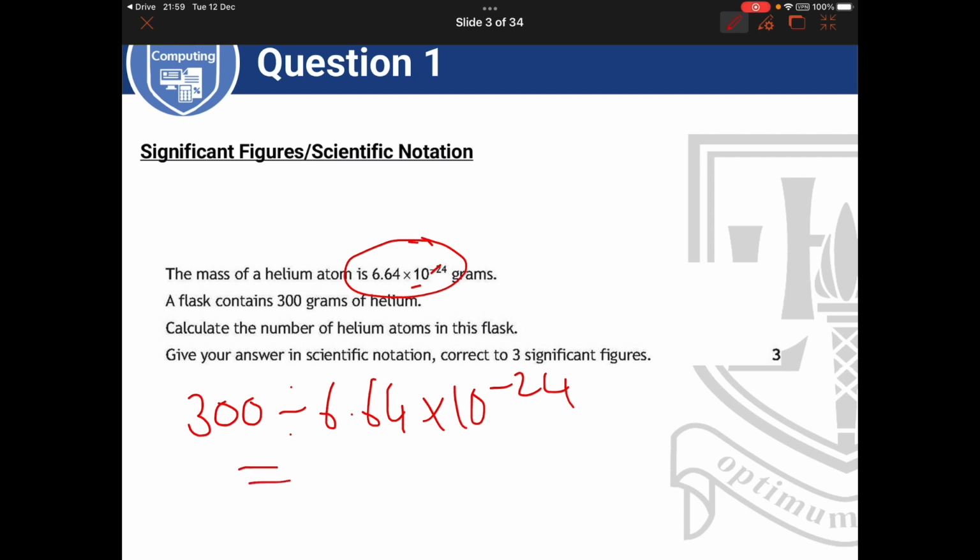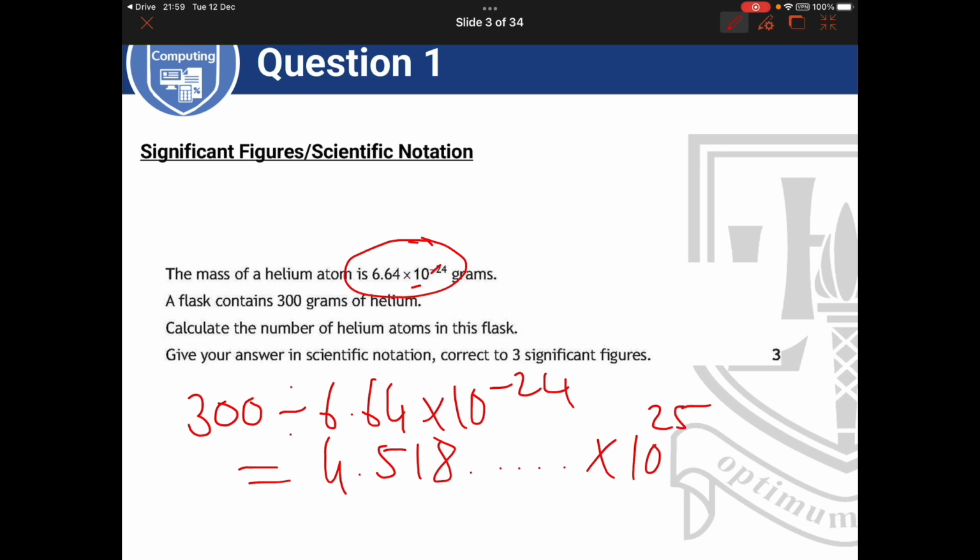You have to be able to type that into your calculator. So for me, I'm going to do 300 divided by 6.64, and I've got a button that says times 10 to the x or times 10 to the power of. You might have an E or an EXP button on your calculator, or you can just simply type in times 10 to the power of and then the power. But for me, I'm going to use the times 10 to the power of button. So type that calculation into a calculator and you will get 4.518 and so on and so forth, times 10 to the power of 25.